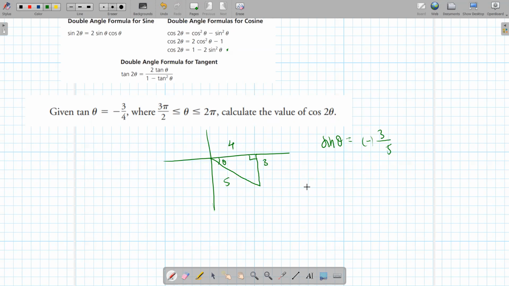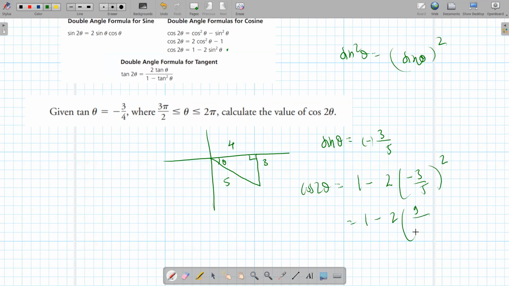So therefore, cosine 2 theta is going to be 1 minus 2 times sine theta whole squared. Sine squared theta means sine theta, the ratio, whole squared. So we have 2 times negative 3/5 whole squared. That'll give us 1 minus 2 times 9/25. And again, I can do this by hand, but I'm not going to. That's going to be 7/25 as your final answer.